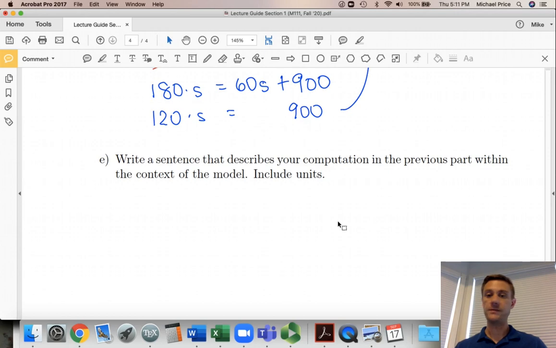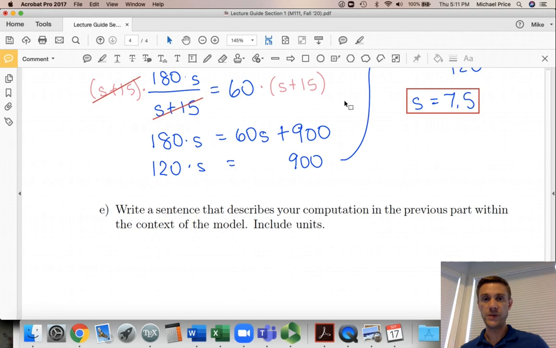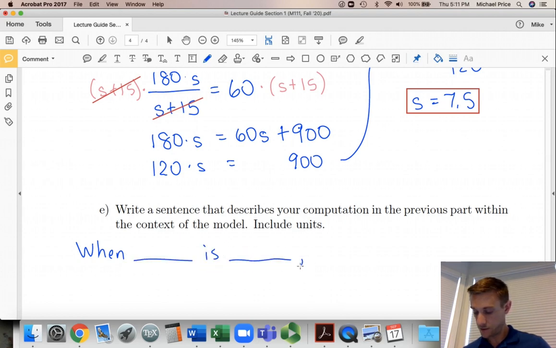And last but not least, this is where our interpretation stuff kicks back in again, so I'm sorry about that. Write a sentence that describes your computation in the previous part, and we're supposed to include units. So what I'm going to try to do is give you a template for this function interpretation. It isn't perfect, but it should give us a place to go with this. So you ever play Mad Libs? It's a fill in the blank kind of game here. So when blank is blank, blank is blank. It's the least interesting Mad Libs ever.